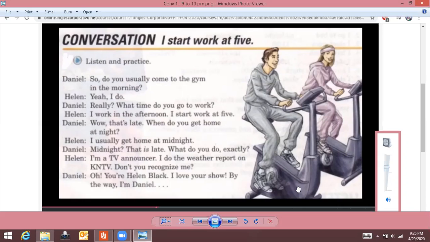So, do you usually come to the gym in the morning? Yeah, I do. Really? What time do you go to work? I work in the afternoon. I start work at 5. Whoa, that's late. When do you get home at night? I usually get home at midnight. Midnight? That is late. What do you do exactly? I'm a TV announcer. I do the weather report on KNTV. Do you recognize me? Oh, you're Helen Black. I love your show. By the way, I'm Daniel.